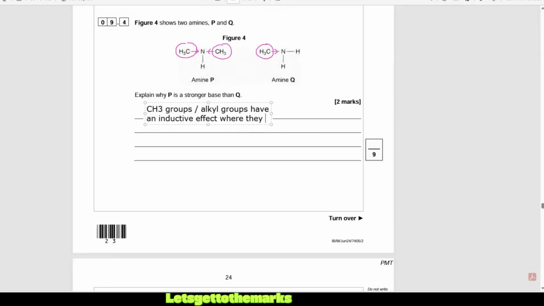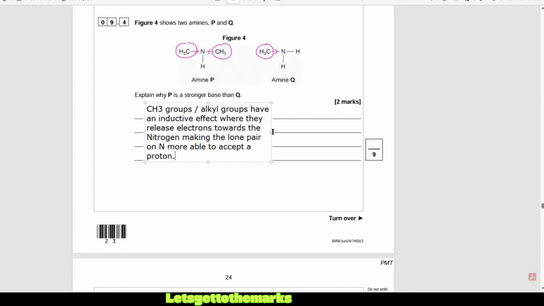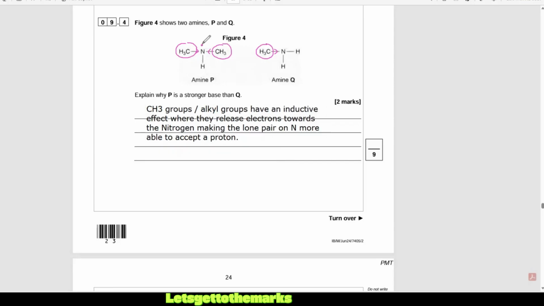These alkyl groups, you can see I've drawn a little arrow going towards the nitrogen. They have a positive inductive effect where they release electrons. They kind of donate their electron cloud towards the nitrogen. This increases the electron cloud around the lone pair on the nitrogen and makes that lone pair more available, able to accept a proton. So the lone pair on the nitrogen is more available and the nitrogen is more able to accept a proton. If you look at the electron cloud on the lone pair on the nitrogen with the 2 alkyl groups, it's going to be bigger, and it's going to be able to accept that hydrogen.